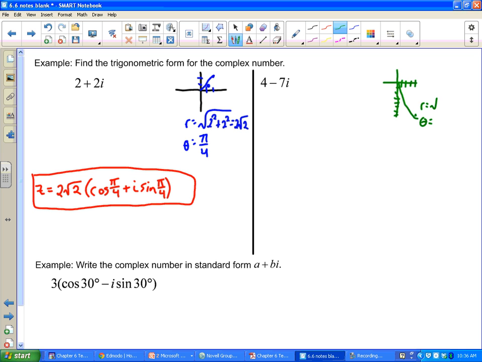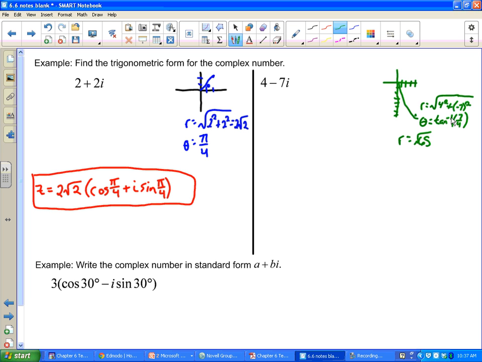So r is going to be a squared plus b squared underneath my square root. Remember to put that negative in parentheses or to leave it out altogether. 4 squared is 16 and negative 7 squared is 49. 16 plus 49 should give us that r is the square root of 65. To do theta, if I think about 4 and 7 and the inverse tangent of 7 over 4, hopefully we all are aware that that is not on the unit circle, so I am going to have to use my calculator.